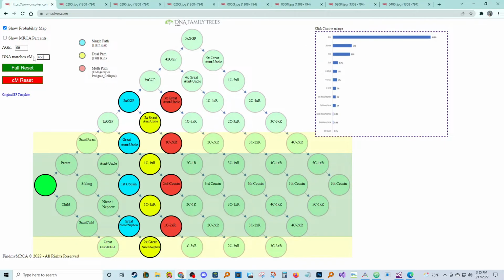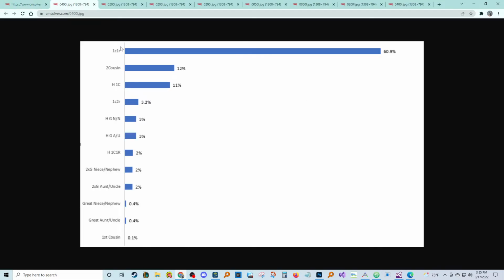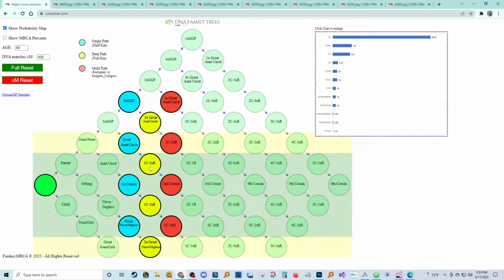We change this up to 450. Well, there's no doubt. At 450, first cousin once removed is 60.9%. And then, right here, half first cousin once removed is 2% versus 60%. So for this to be a single path at that high, it's 2%.